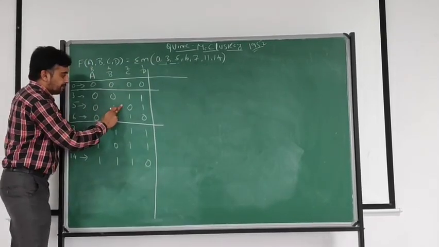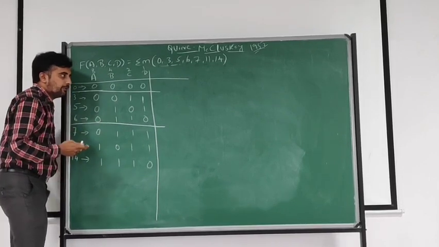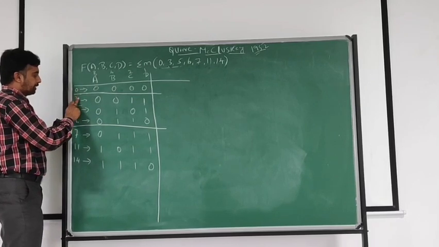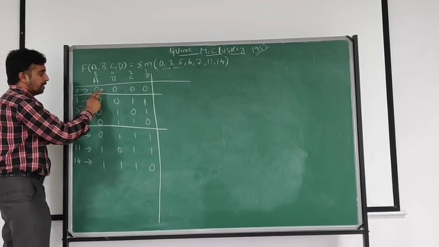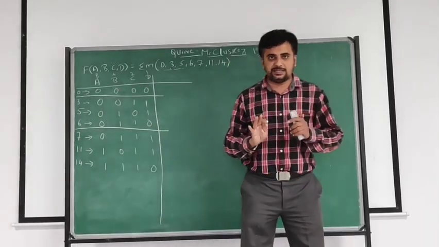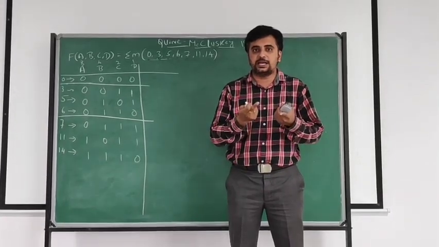Next step, compare this group with this one, and this with this. How will you compare? We have to check for a single dash. By comparing this way, how will we check the single dash?